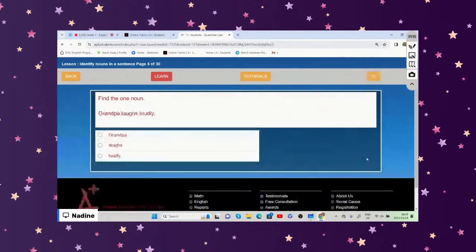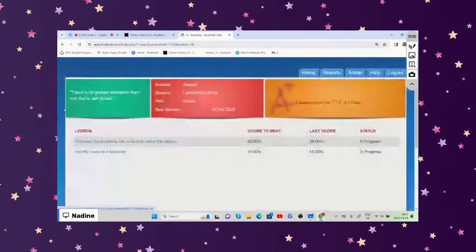All right. So now that is the end of our lesson on nouns, right? And we see the noun names a person, names a place, it names a thing, and it names an animal, right?